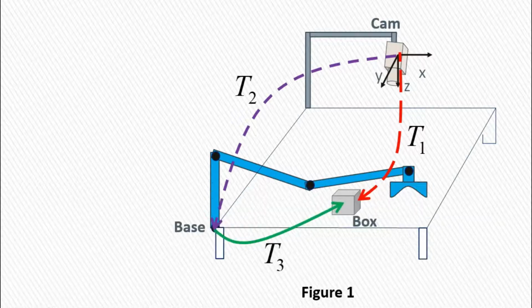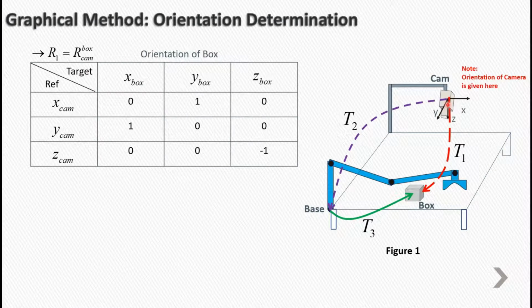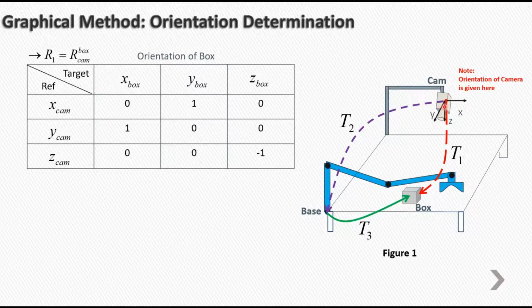Let's go back to the figure. We have the base, box, and cam, and remember the cam is already given with the orientation axes: y at this point, x at that point, and z below. This is the notation of the positive orientation for this camera. We go first to R1, which is cam to box. We want to get the orientation or axes of the box first. From the matrix we can tabulate it into this table, and then we can know the orientation of the box.